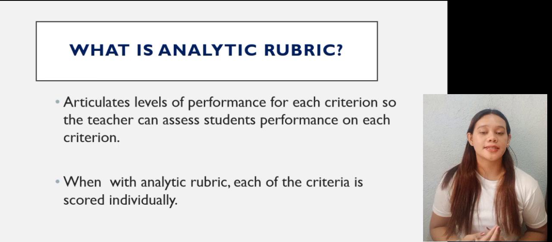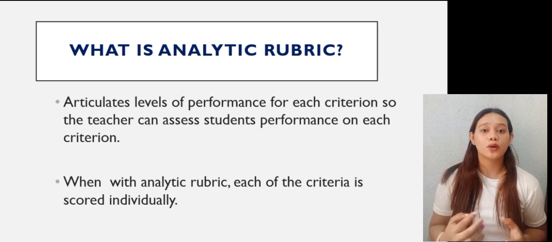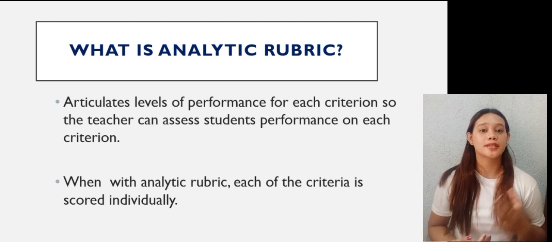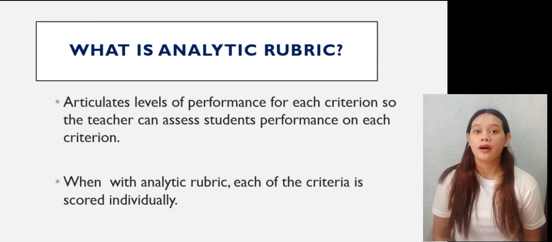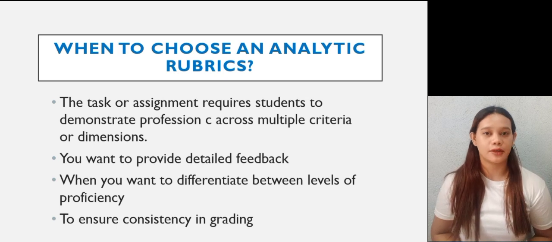Each criterion is accompanied by a detailed description of what the students must do to demonstrate mastery of that criterion. So the rubric also includes a scale for each criterion with descriptions of what constitutes excellent, good, fair, and poor performance. So when to choose an analytic rubric?